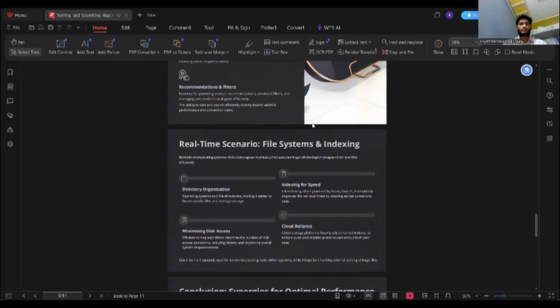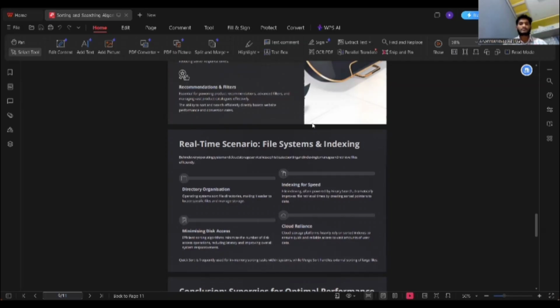Through sorted pointers and binary search techniques, indexing can dramatically reduce retrieval time. This means the system does not have to scan every file to find the required one. Minimizing disk access is another major advantage of using efficient sorting algorithms. Since disk operations are relatively slow, reducing unnecessary reads and writes enhances responsiveness.